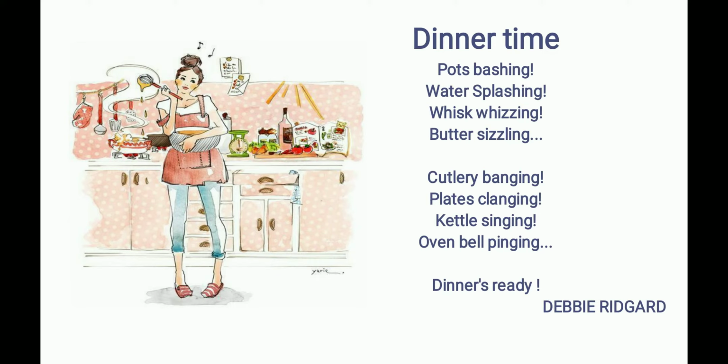Here in this poem, the poet is describing a scene in the kitchen when dinner is being prepared. We can understand the use of different kitchen utensils and the different sounds produced by them, and how finally the dinner is ready to be served. Here we can see the use of descriptive verbs such as bashing, splashing, whizzing, sizzling, banging, clanging, singing, pinging. And these words also help to show the use of onomatopoeia because they describe the sound produced by the different utensils.